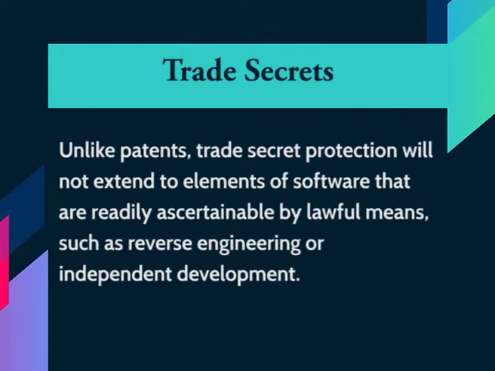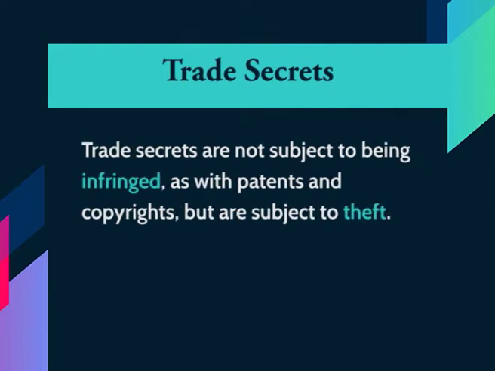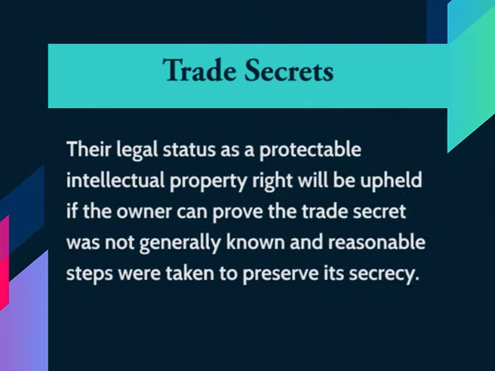Unlike patents, trade secret protection will not extend to the elements of the software that are readily ascertainable by lawful means, such as reverse engineering or independent development. Trade secrets are not subject to being infringed as with patents and copyrights, but are subject to theft. Their legal status as a protectable intellectual property right will be upheld if the owner can prove the trade secret was not generally known and reasonable steps were taken to preserve its secrecy.